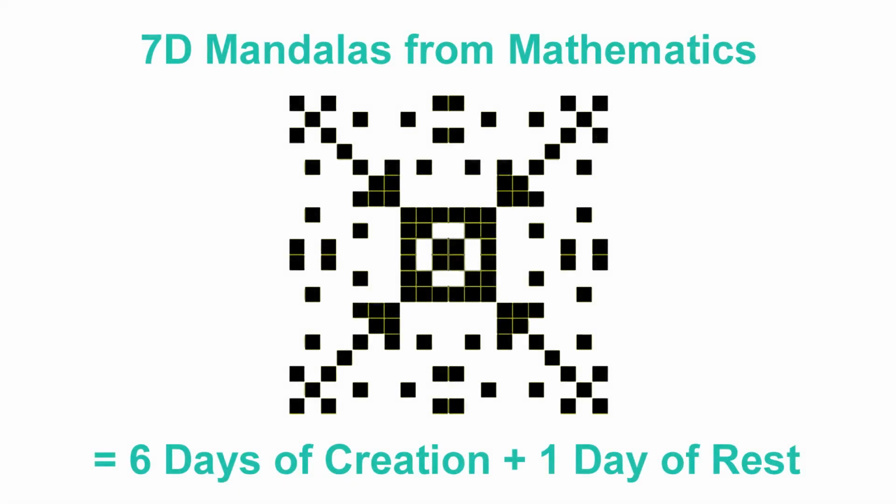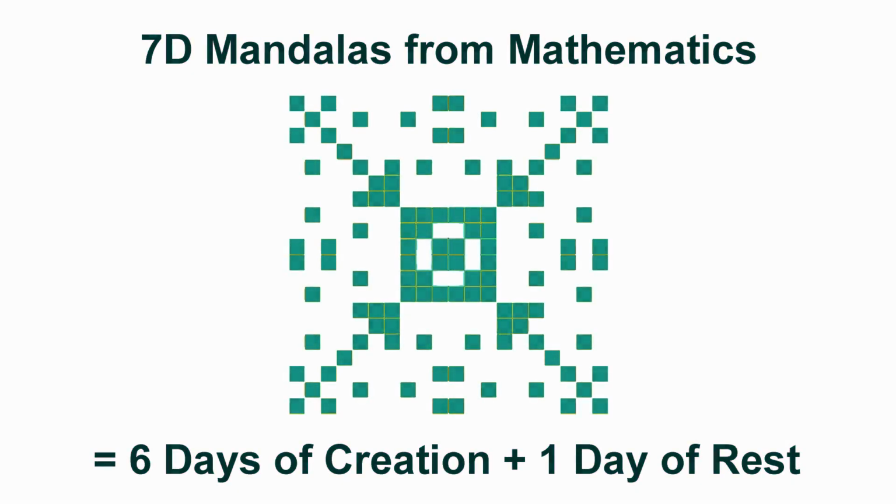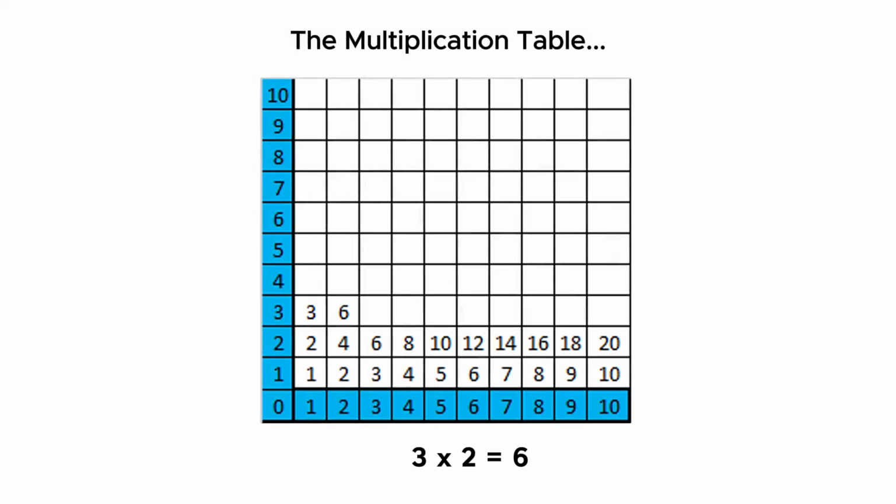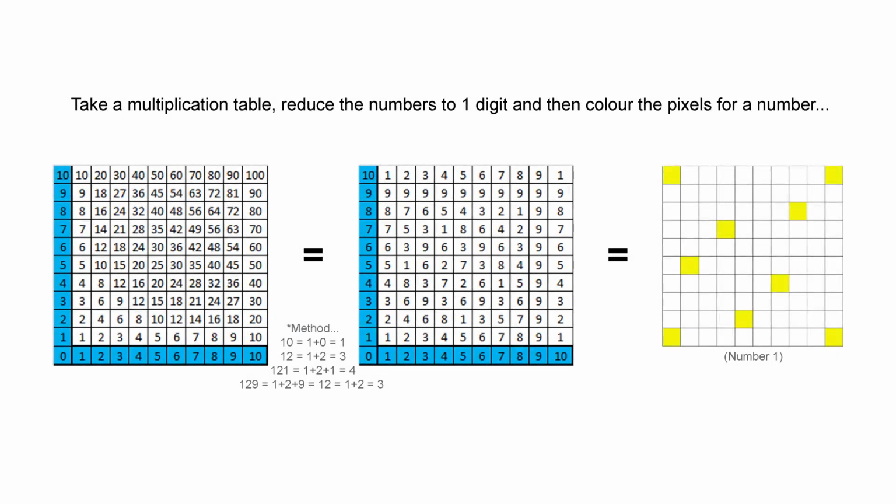7D mandalas for mathematics equals 6 days of creation plus 1 day of rest. Take the first 100 calculated results of the multiplication table and then reduce them to 1 digit, the digital root. Then highlight the pixels to see the pattern of that number.